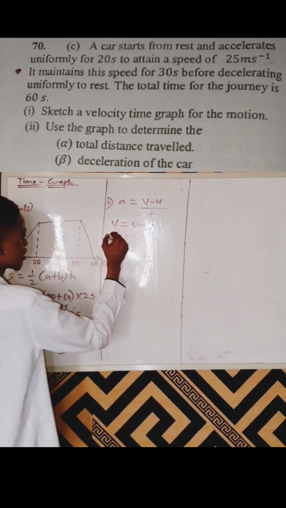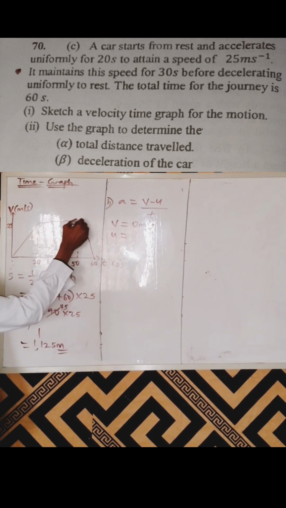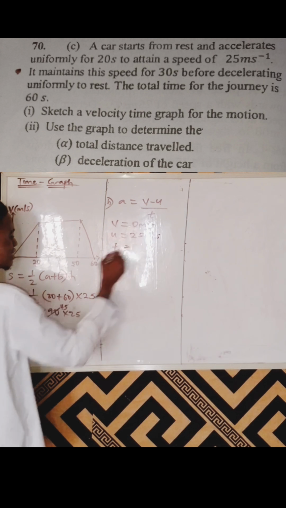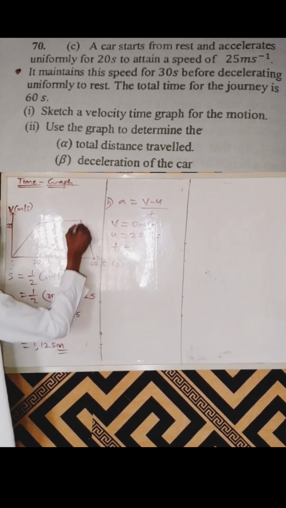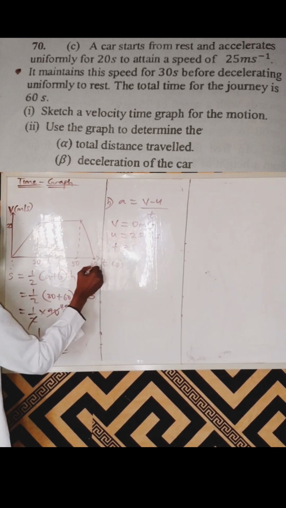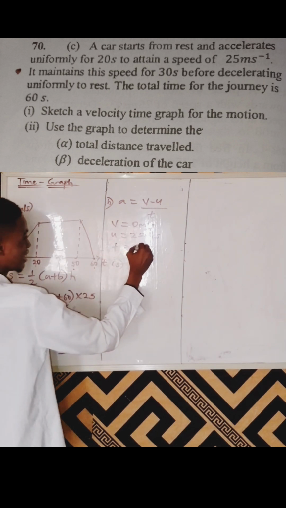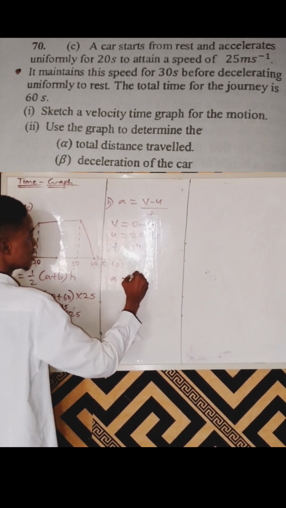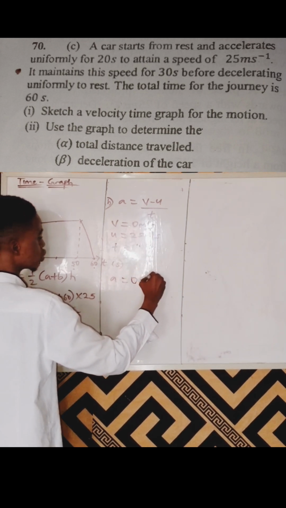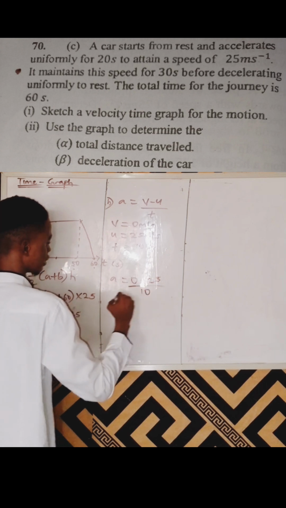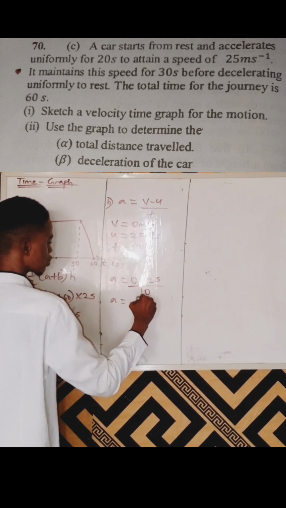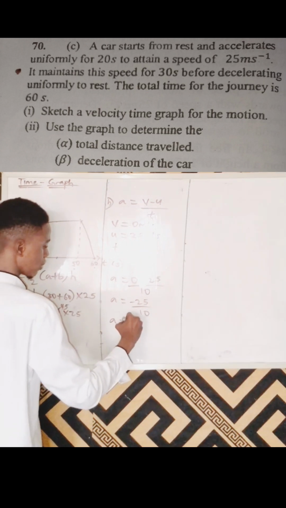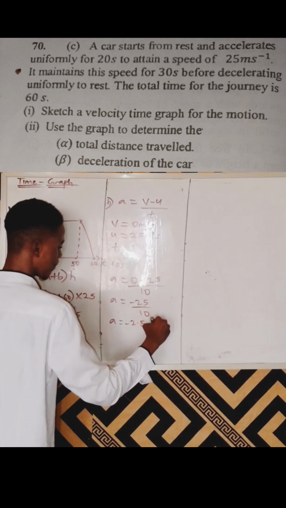U is the initial speed on this side, that's 25 meters per second, while T is the time of the deceleration, from where the deceleration started. From here to here, that's 60 minus 50, that's 10 seconds. So now I include the formula. A is equal to V, which is 0, minus U, which is 25, over 10. So I have A equal to minus 25 over 10, which is minus 2.5 meters per second squared.